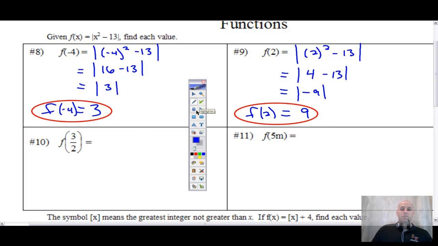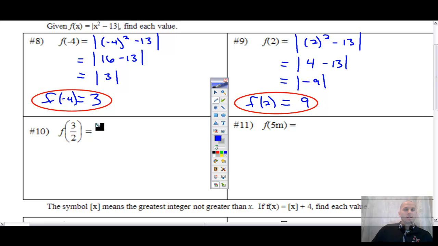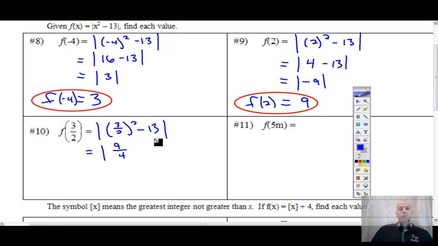Number 10 is a fraction. Some people don't care for that. Deal with it. That's my advice. Three halves squared. To square a fraction, you square the numerator and you square the denominator. 3 squared is 9. 2 squared is 4. I'm going to have to subtract 13 from this, and I'm not going to use a calculator. I'm going to write 13 as a fraction, so it would be 13 over 1.